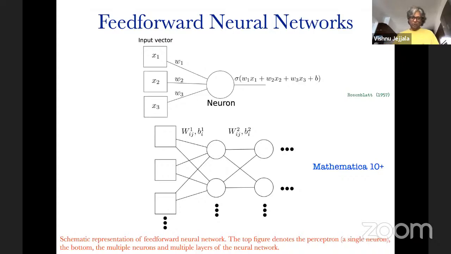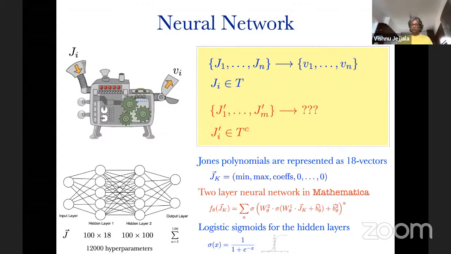And then you attempt to minimize the error between the prediction of the neural network and the quantity you desire. In this case, we'll be looking at Jones polynomials as inputs and the volumes as the outputs. So the inputs are represented as 18-dimensional vectors. What we have is the minimum degree and the maximum degree of the Jones polynomial and all the coefficients that appear in this polynomial. If the number of coefficients is less than 16, we'll pad the result with zeros at the end. So we apply a two-layer neural network. We just use a simple mathematical implementation of this.